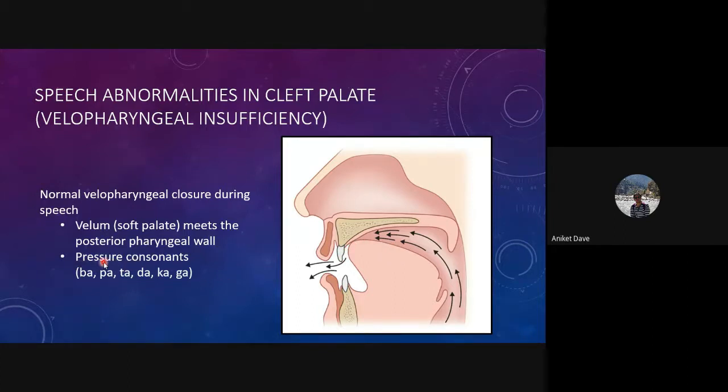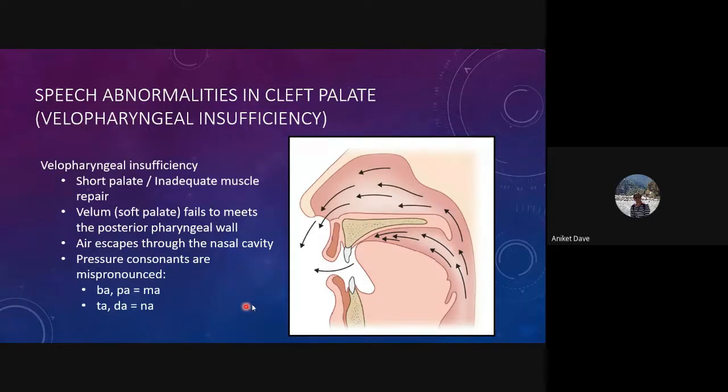Now, these are the letters like ba, pa, like saying papa or dada. That is when the soft palate goes and meets the posterior pharyngeal wall, and we are able to produce enough pressure in the oral cavity to be able to speak these alphabets.